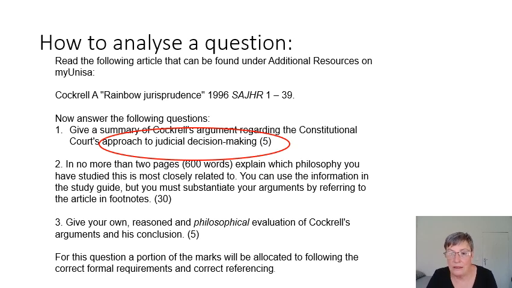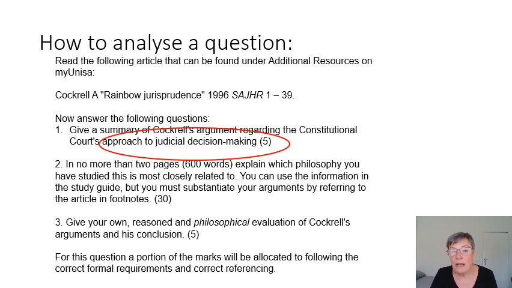One word of warning here. Cockrell discusses case law up to Yazoo. I'm not interested in case law for this question. I'm interested in his philosophical approach. And you can, in footnotes, say Cockrell here is basing his argument on this case or this case or that case. Provided, of course, you've read the cases, because if you haven't read them, you cannot refer to them.